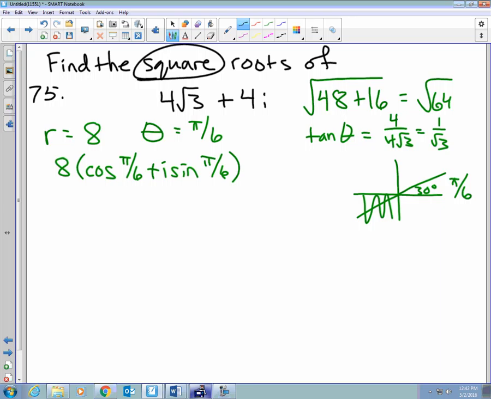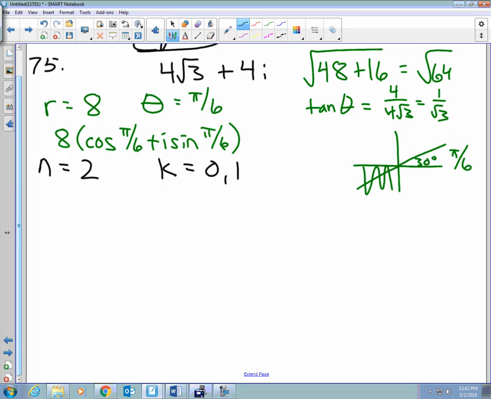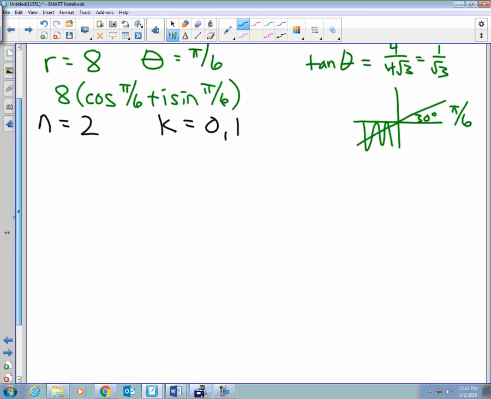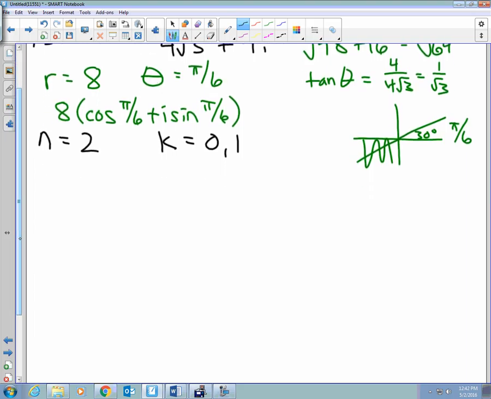What is your n value? 2. What are the k values? Yay, we only have to do it twice this time. Can somebody tell us why it's 2? Do that again, Kel. Yeah, it was great.